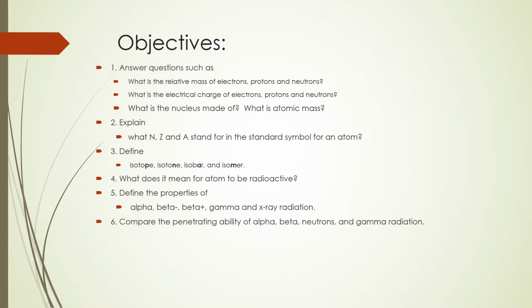At the end of this lesson, students should be able to answer questions about the relative mass of electrons, protons, and neutrons, the electrical charge of electrons, protons, and neutrons, composition of the nucleus and atomic mass. Students should also be able to explain what N, Z, and A stand for in the standard symbol for an atom. Students will learn the definitions of isotope, isotone, isobar, and isomer.